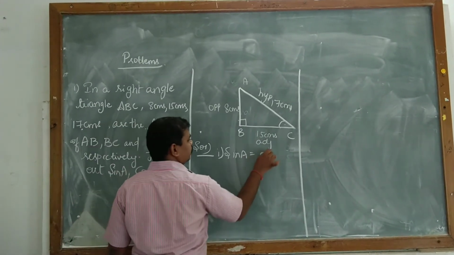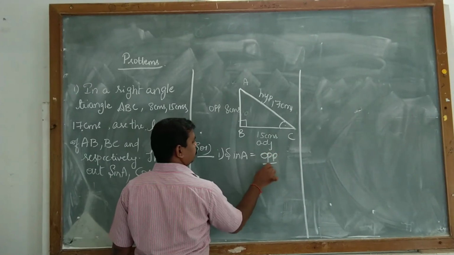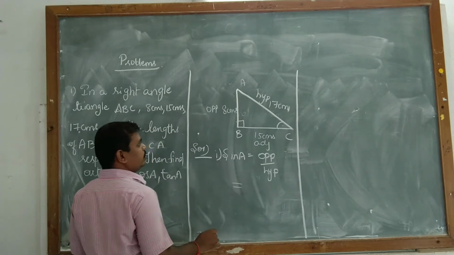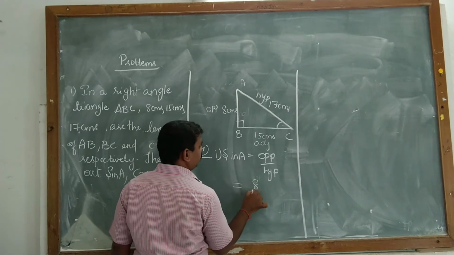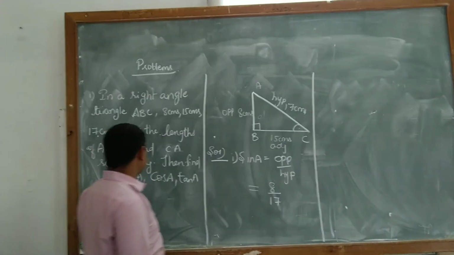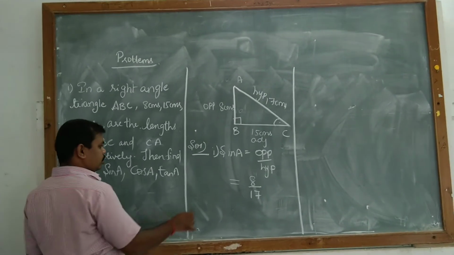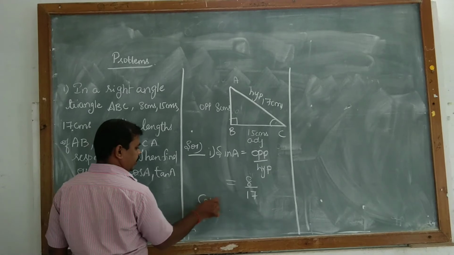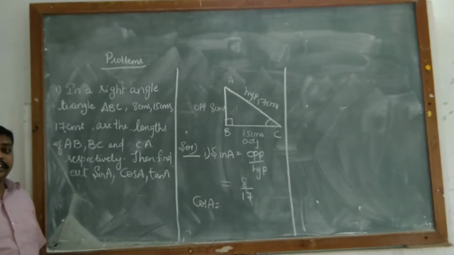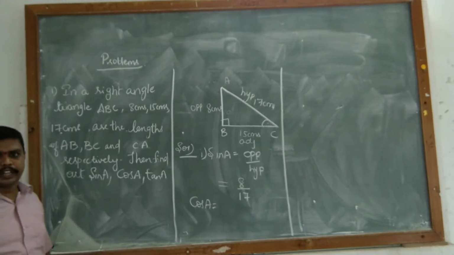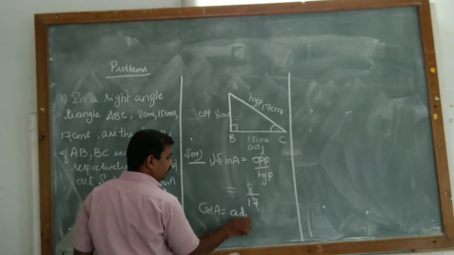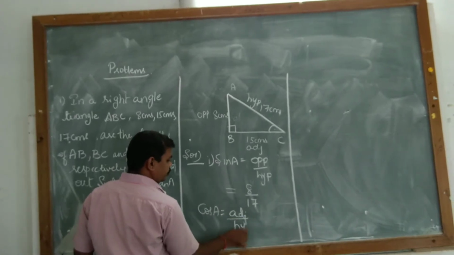Opposite by hypotenuse. What is the opposite side here now? 8 by, and what is the hypotenuse? 17. So according to that definition, sin A is 8 by 17. Now what is cos A? What is our definition of cos A? It is adjacent by hypotenuse. Yes or no students? That is nothing but adjacent by hypotenuse.